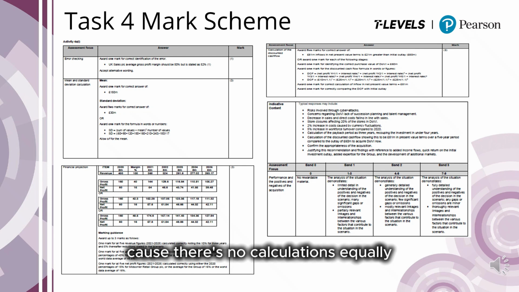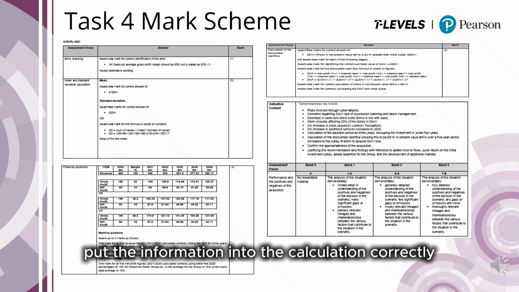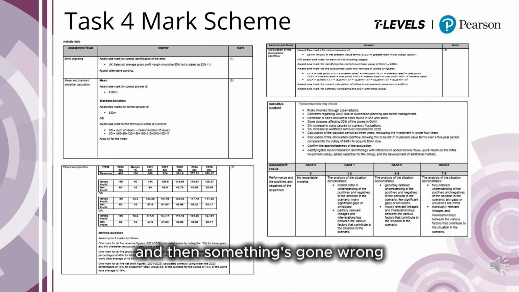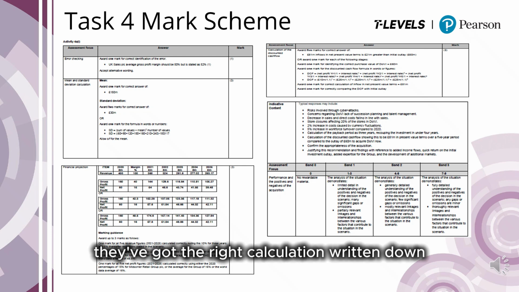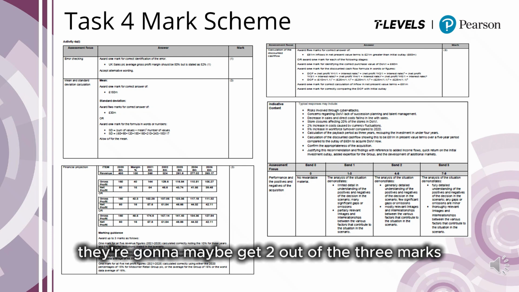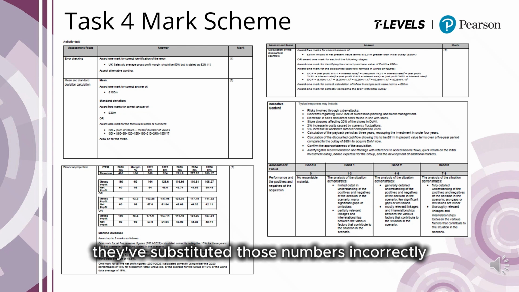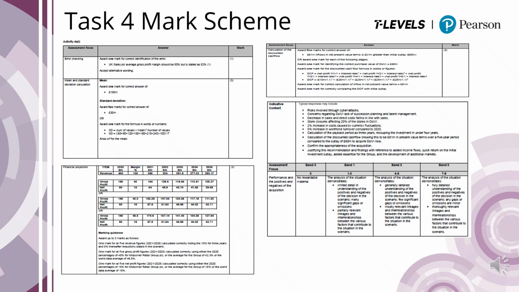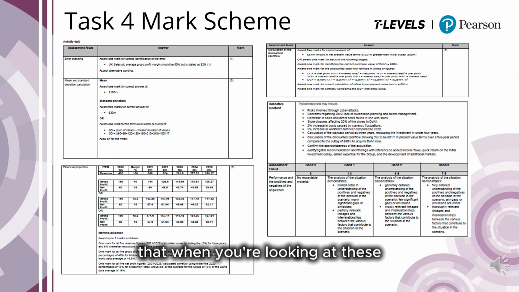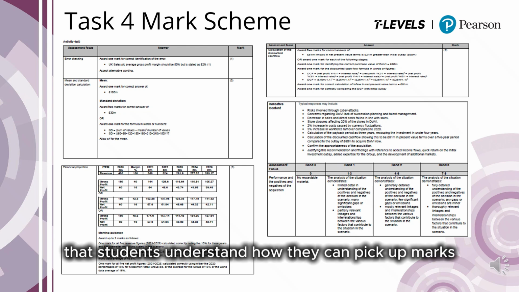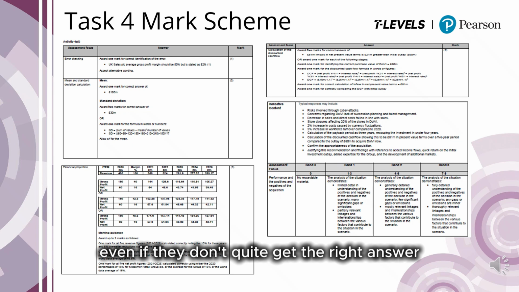no calculations. Equally, if they've put the information into the calculation correctly and then something's gone wrong between writing it down and them actually calculating it, and they put the wrong answer down, if the examiner can see they've got the right calculation written down, even if it is the wrong answer, they're going to maybe get 2 out of the 3 marks, because the examiner can see they understood what the process was, they've substituted those numbers incorrectly, they've just missed that last step. So it's really important that when you're looking at these finances, that students understand how they can pick up marks even if they don't quite get the right answer.